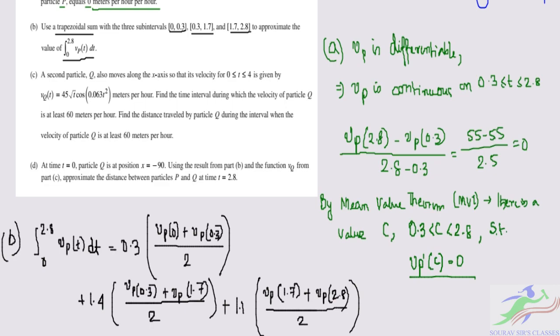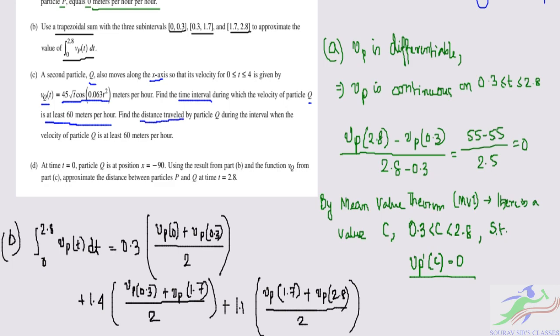So part C: second particle Q also moves along the x-axis, so that its velocity for 0 ≤ t ≤ 4 is given by vQ(t) = 45√t cos(0.063t²) meters per hour. We have to find the time interval during which the velocity of the particle Q is at least 60 meters per hour.